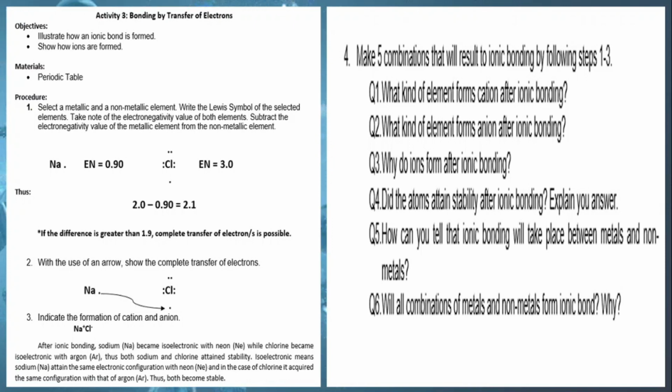You need a periodic table. Procedure: select a metallic and a non-metallic element. Write the Lewis symbol of the selected elements. Take note of the electronic value and take note of the electronegativity value of both elements. Subtract the electronegativity value of the metallic element from the non-metallic element.